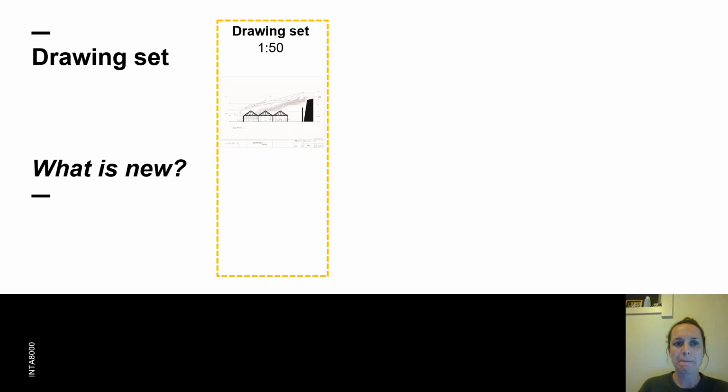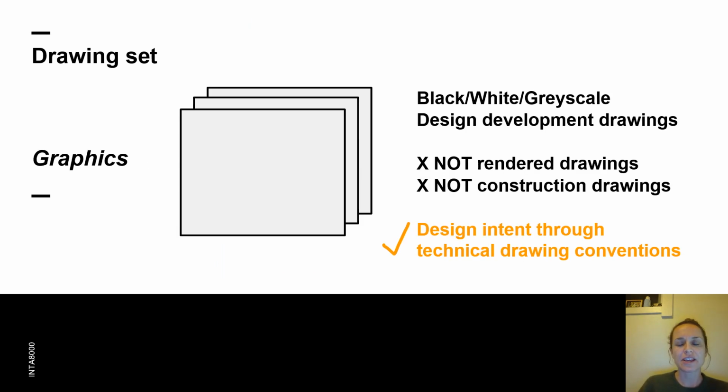Okay, so if we next move on to the drawing set, again, this should be a development of the drawing set that you submitted for Assessment 2. The big difference is that you're shifting from 1 to 100 to 1 to 50. What is the same is that we're still asking for black, white, grayscale. I know some people explored colour, which is also fine.